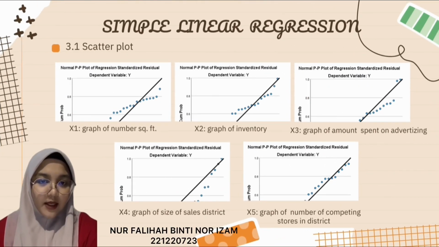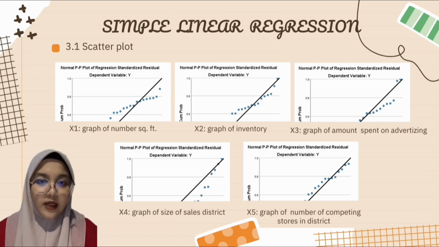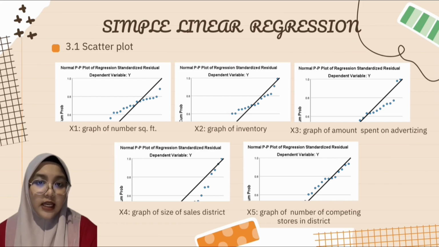Next, I would like to present simple linear regression analysis on dataset number 1. 3.1 is scatter plot. The graph that shows here are the variable result extracted from SPSS. As you can see, there is 5 graph scatter plot of x1, x2, x3, x4, and x5.